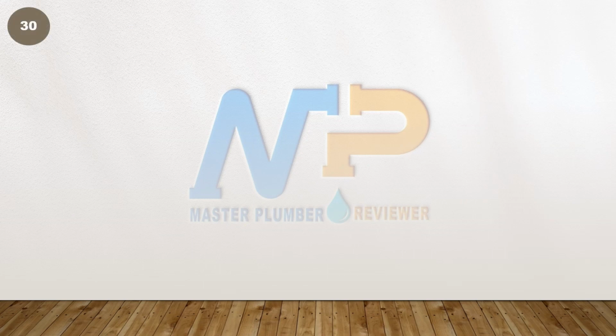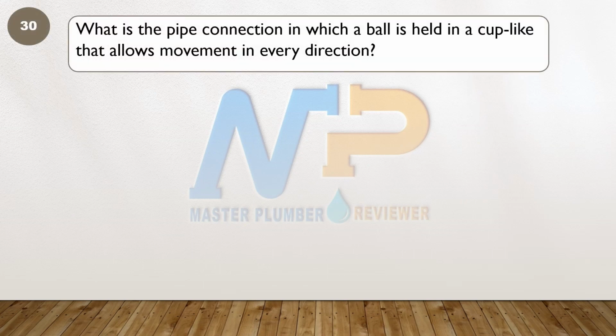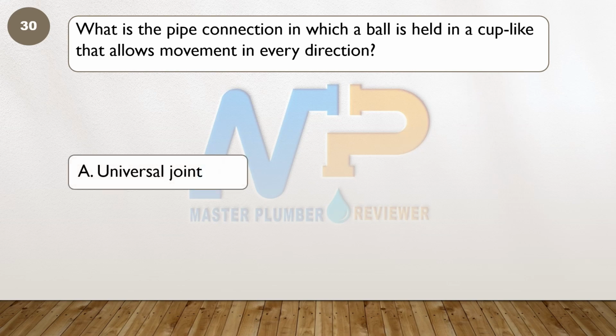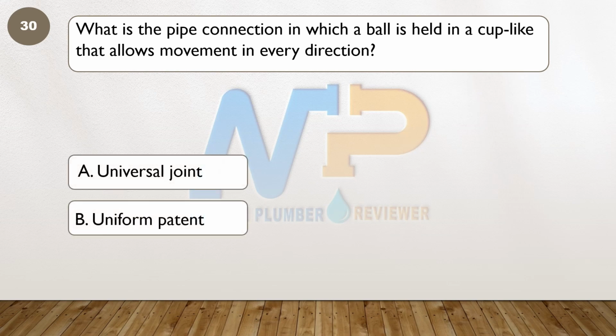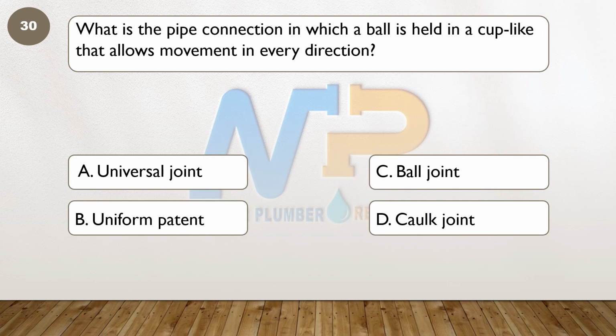Number 30. What is the pipe connection in which a ball is held in a cup-like that allows movement in every direction? A. Universal joint. B. Uniform patent. C. Ball joint. D. Cock joint. The answer. It's C. Ball joint.